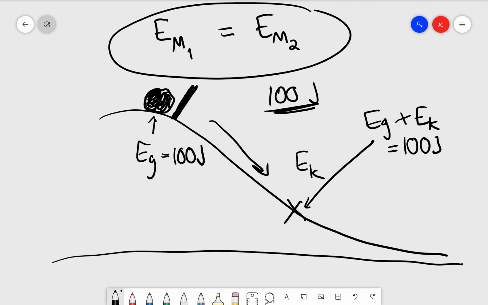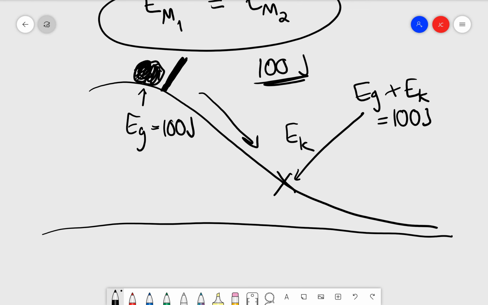And that's no matter where you do this, because the 100 joule total will not change. Here, when 100 joules is gravitational, there is no kinetic energy. And that's because the thing hasn't started moving, it just has potential. When you remove the barrier and it starts moving, you're going to slowly start transferring gravitational energy to kinetic energy.